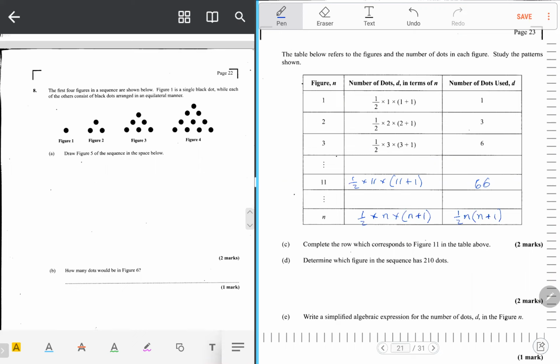Right? 66. This is going to be 12. Then half of the 12 is 6, and 6 times 11 is 66. All right, so that is that.